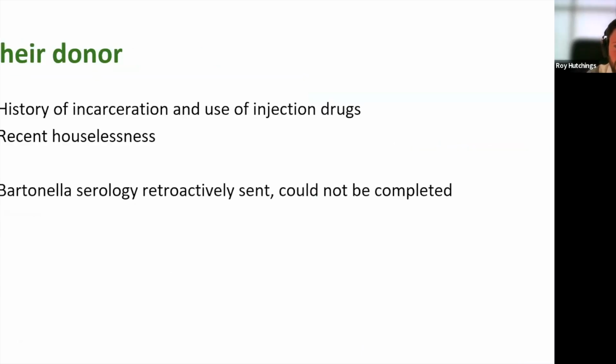Now, since the two recipients shared the same infection somewhat soon after transplant, we wondered if there was a chance that the donor had it as well. And reviewing the donor history, they had had a history of incarceration and use of injection drugs, and importantly, a recent history of experiencing homelessness. As we'll discuss, these are associated with Bartonella infection. We tried to retrospectively test any remaining stored blood samples of the donor, but this could not be completed.